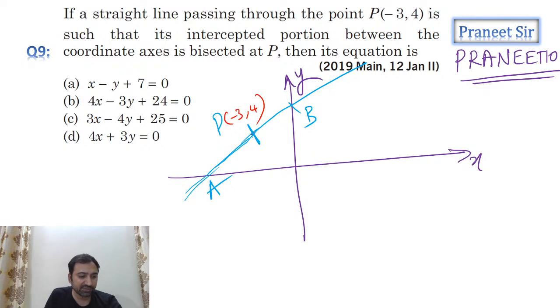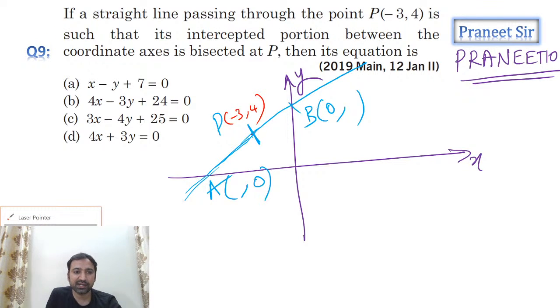If the midpoint of AB is P, so what are point A and point B, guys? Can I calculate point A? See, point A can be something comma 0. Point B is like 0 comma something. So if I calculate the midpoint of this, how much should we get? Minus 3 comma 4 we should get. So can I calculate the x coordinate of A and the y coordinate of B? Is it minus 6 comma 0 and 0 comma 8 only, correct?